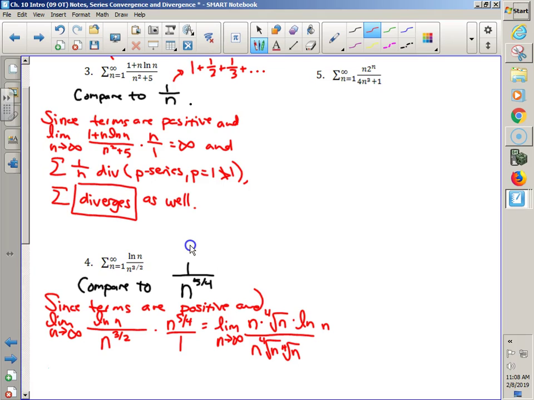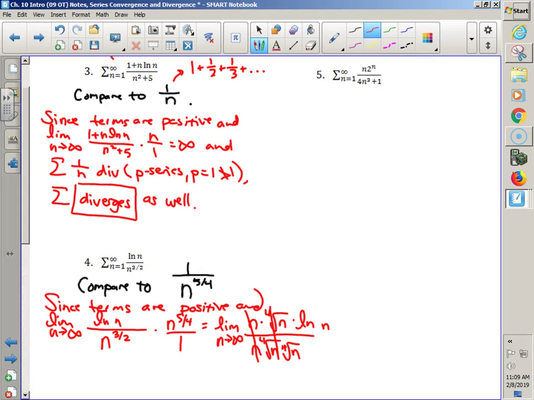What else could we have done? L'Hopital's with product rules. We could have taken a derivative of n to the 5/4 ln of n, if you really want to. You could also say, hold on, isn't that going to reduce away? Okay, who's stronger, ln of n or the fourth root of n?